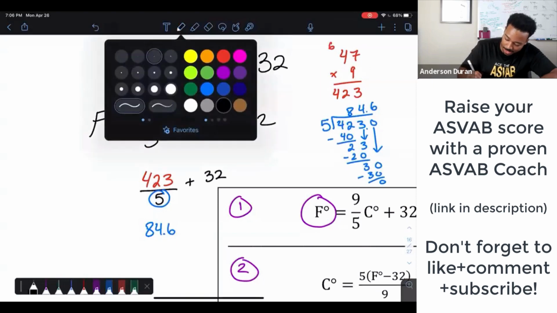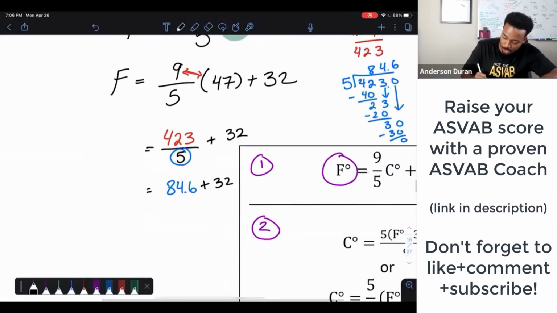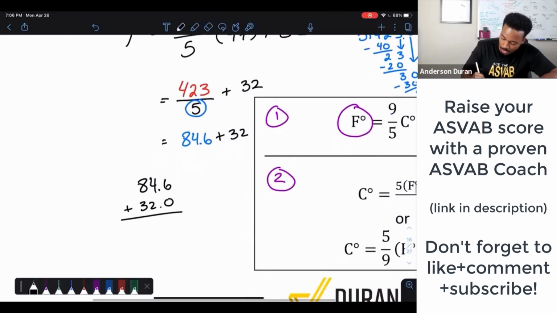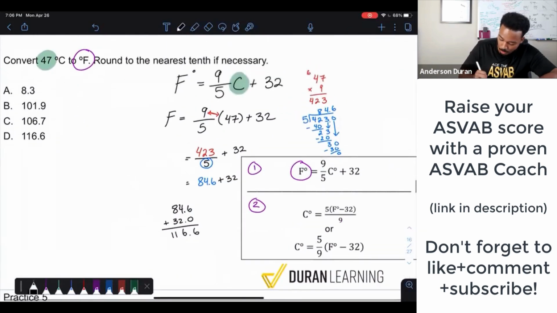And we're going to be adding that 32. And so then from here, this is actually now somewhat manageable. And so we have 84.6 plus 32. If you want to see it like this to make it a little easier on yourself, sure, whatever works best. And so you have 6. 4 plus 2 is 6. 8 plus 3 is 11. And you get 116.6 degrees Fahrenheit.